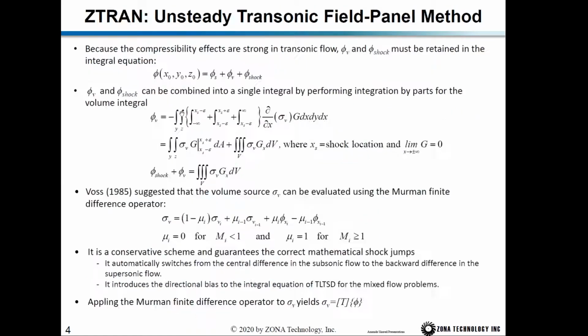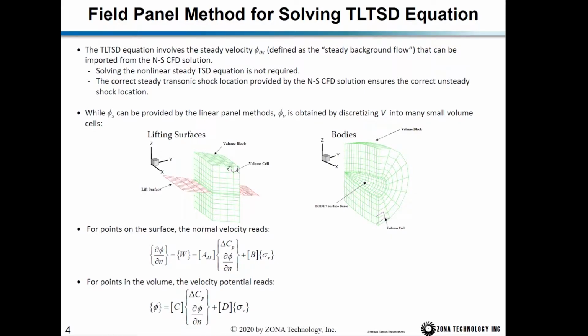In order to solve this volume integral, we have to put the so-called volume block on the upper and lower sides of the lifting surfaces, also volume blocks around the bodies, and then we divide the volume block into many small volume cells. For a point on the surface, the normal velocity can be related to the AIC matrix times the delta Cp and the unknown source term. This AIC is identical to that generated by the Zonal 6 method. And we also have another matrix, which is B.